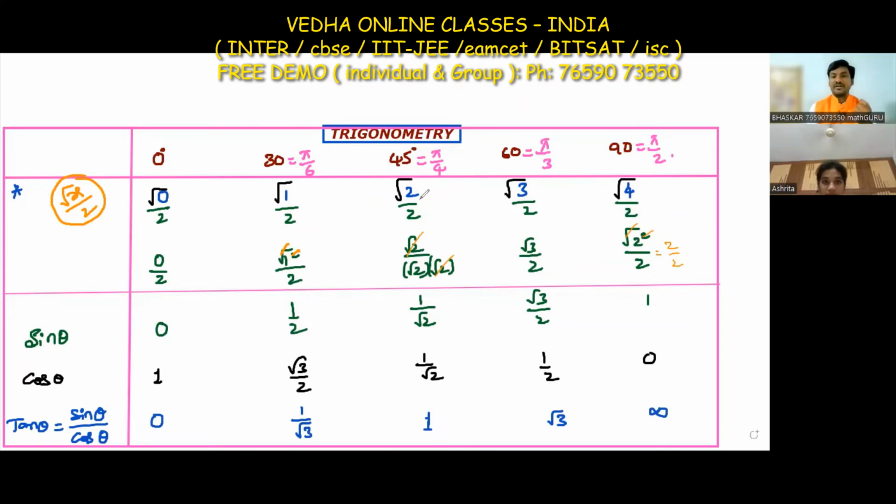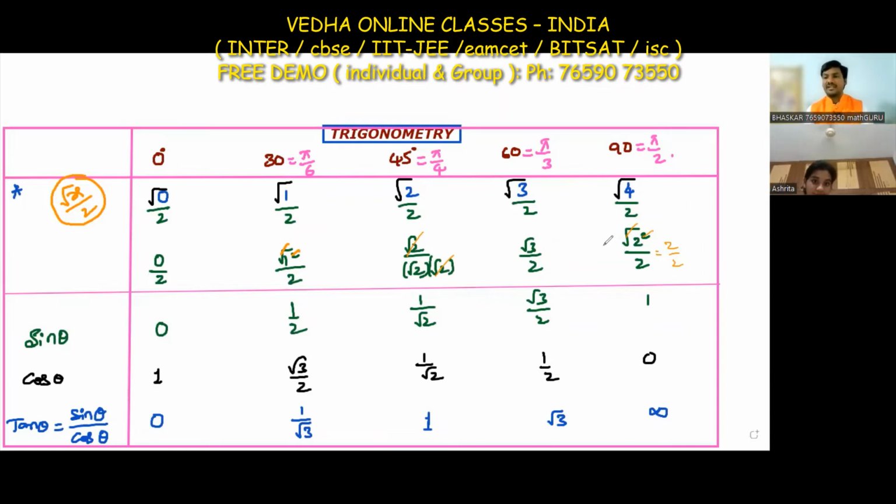And for 45 degrees, be careful here. Root 2 by 2: whatever we have divided by 2, we can write it as root 2 into root 2, or root 2 whole square. One root 2 gets cancelled, so the remaining we get is 1 by root 2. And sine 60 is root 3 by 2, so directly we are getting root 3 by 2 for sine 60.